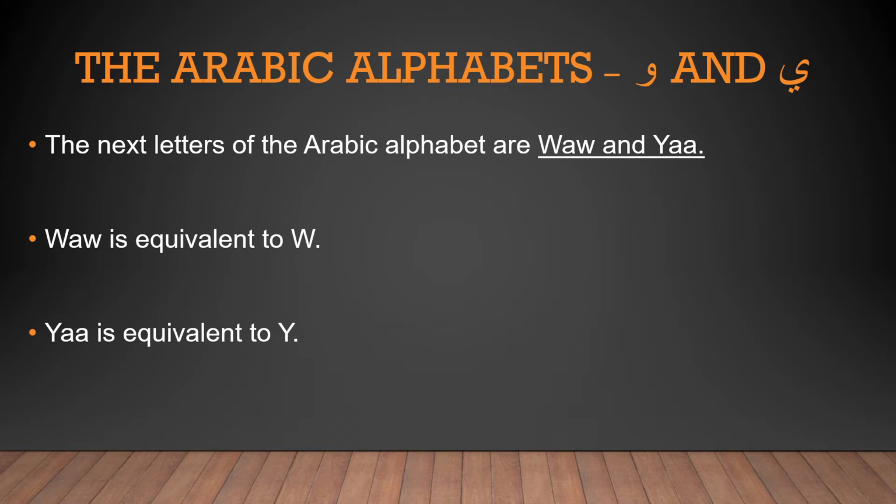Today we'll be talking about the next two letters of the Arabic alphabet, Waw and Yaa. This is Waw and this is Yaa. Waw is equivalent to the letter W. This means that Waw has the same sound as the letter W in the English language. Ya is equivalent to the letter Y. This means that Ya has the same sound as the letter Y in the English language.